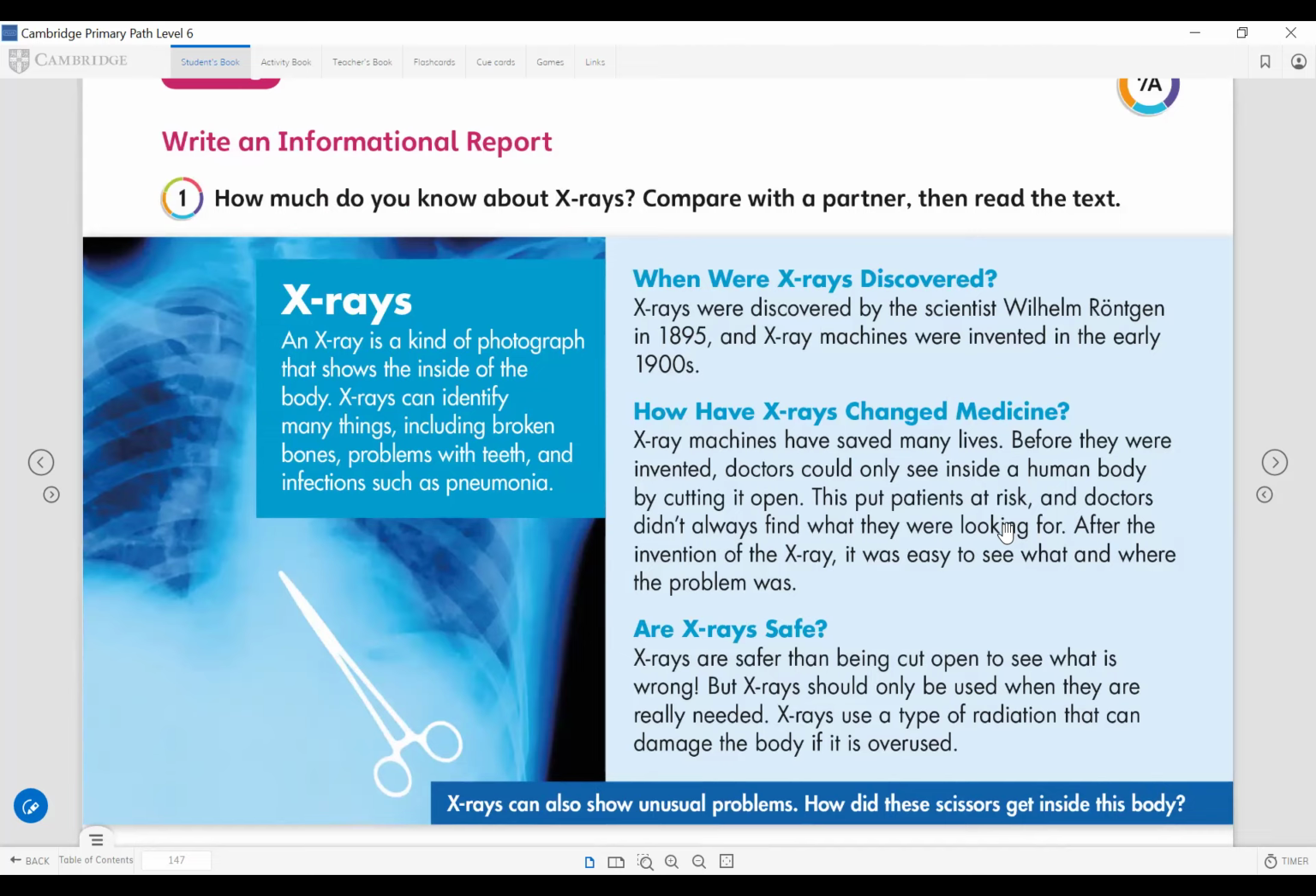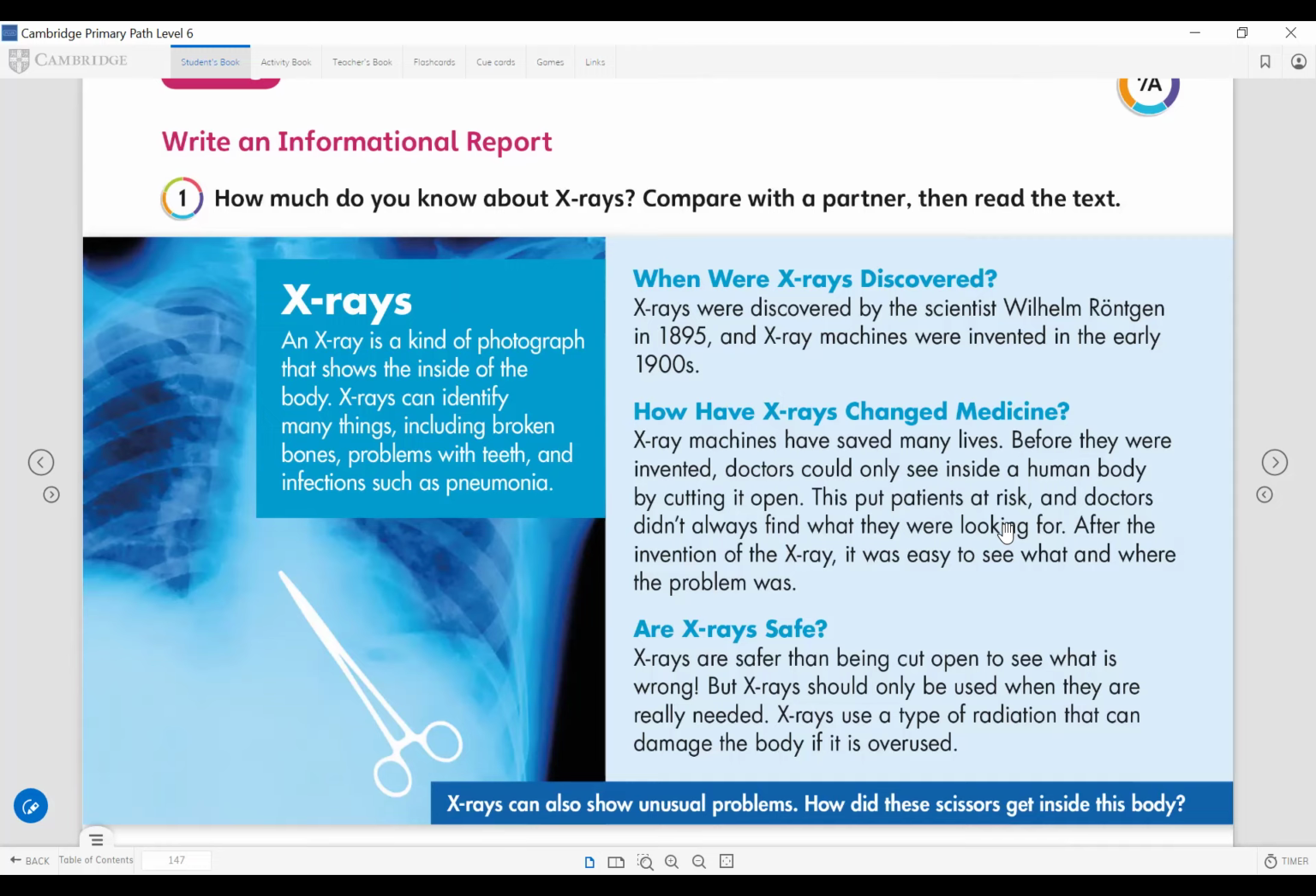Then I jump to the first question. When were X-rays discovered? X-rays were discovered by the scientist Wilhelm Röntgen in 1895. And X-ray machines were invented in the early 1900s. How have X-rays changed medicine? X-ray machines have saved many lives. And this is the second question and its answer.